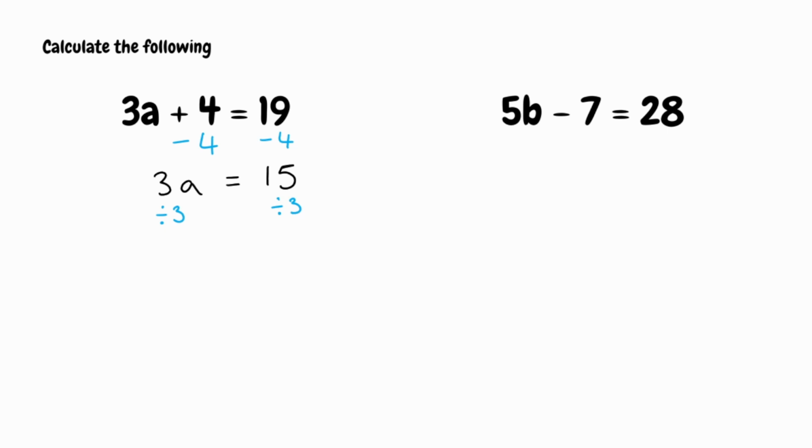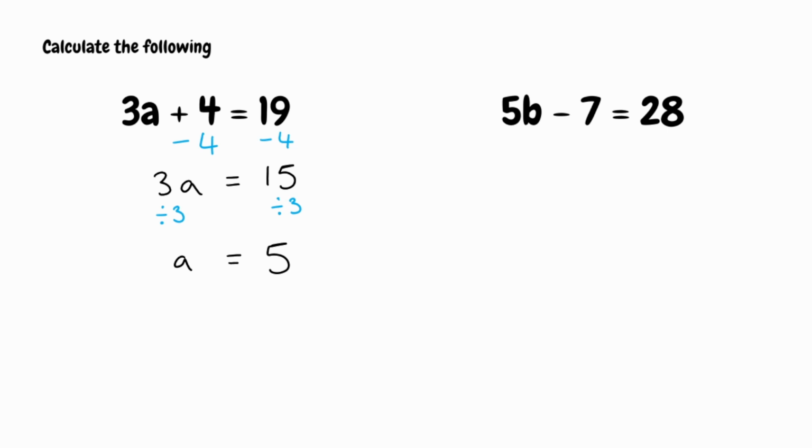So 3a divided by 3 is going to leave us with a, and then on the right-hand side we've got 15 divided by 3, which leaves us with 5. So the solution to this equation is that a is equal to 5.